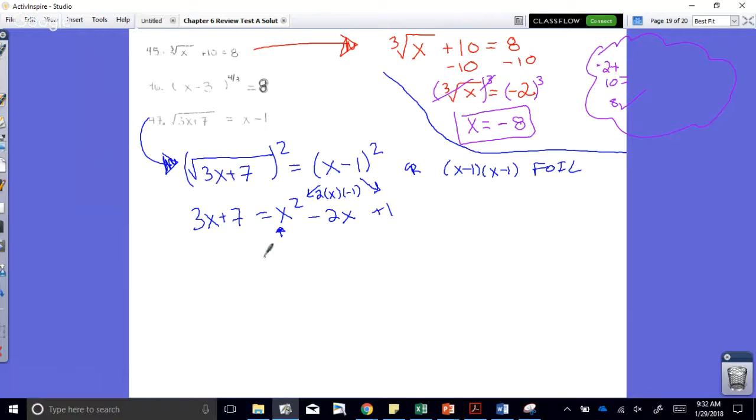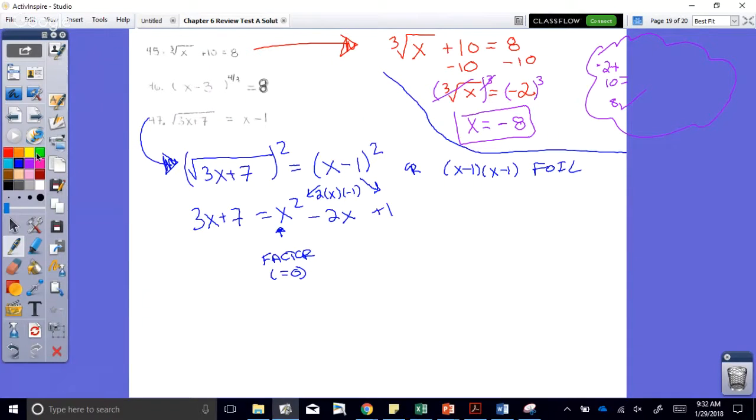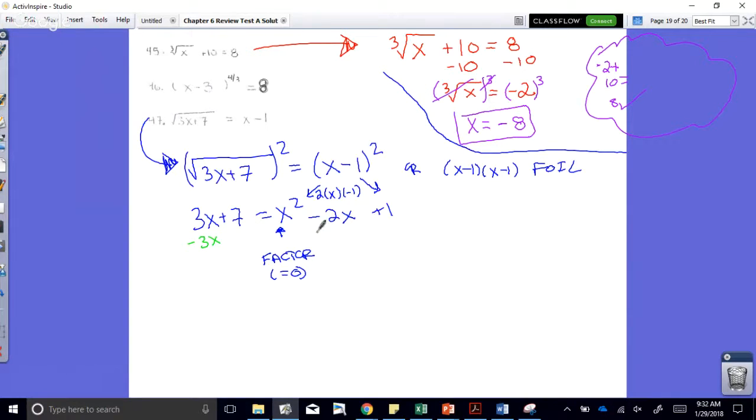If we have an x squared left, we're going to have to solve this by factoring. By factoring, we have to get equal to 0. I'm going to subtract 3x from both sides, and subtract 7. So 0 equals x squared minus 5x minus 6.